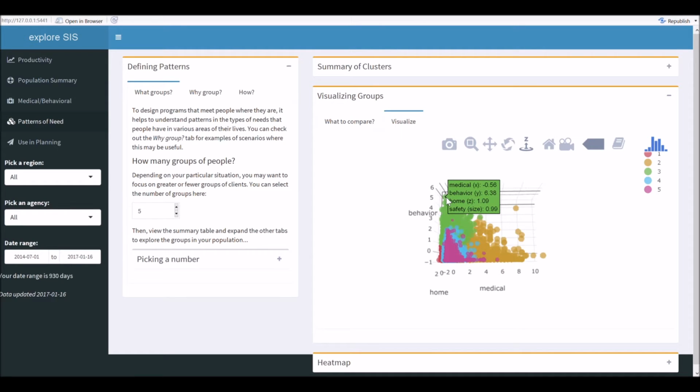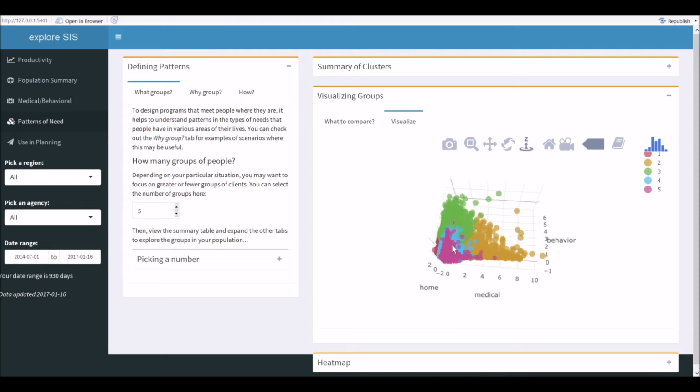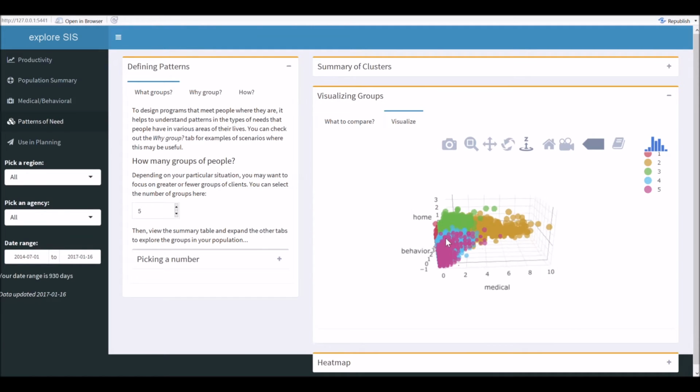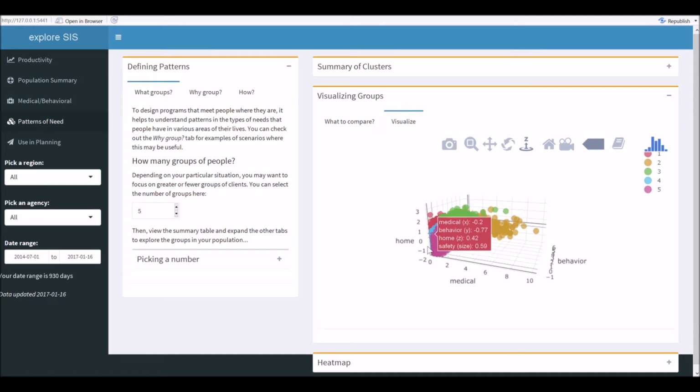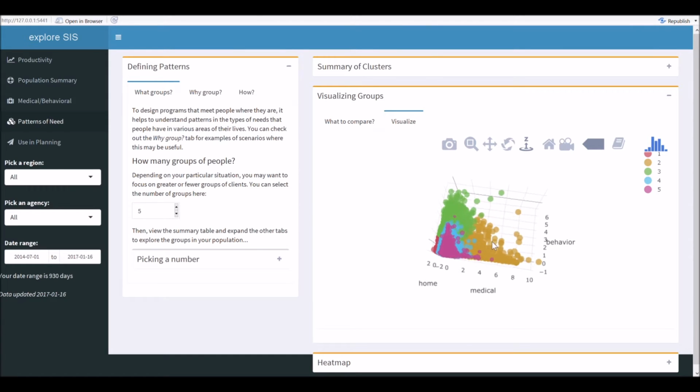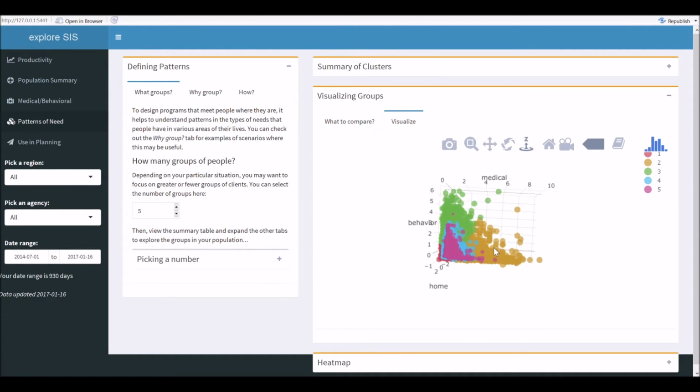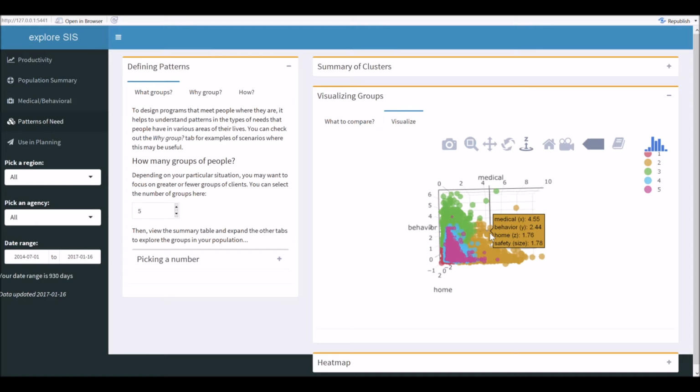And the home living score is the z-axis, which is this one going from front to back. Or if I flip it, the home axis is this one here going along the side, right there. So every single dot in this visualization represents an individual person and shows an individual person's score in each of these areas.